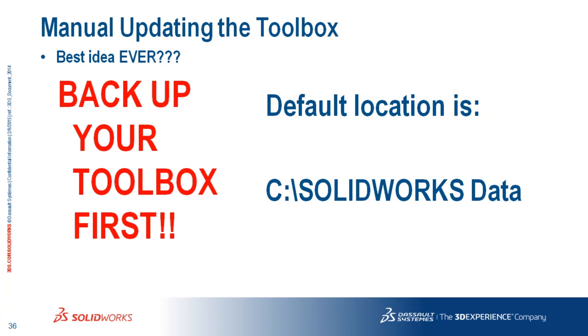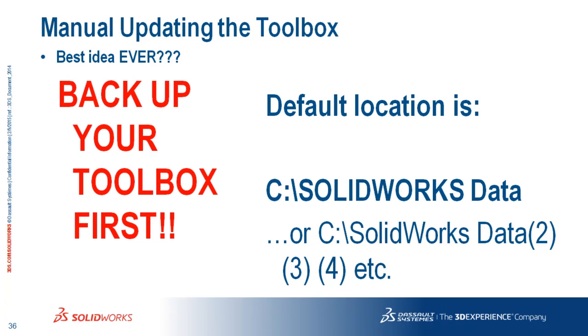Default location is C, SOLIDWORKS data. We talked about that a little bit already. And we've also talked about SOLIDWORKS data 2, 3, 4, 5, 10, however many times you've installed SOLIDWORKS. You might have a folder with a handy-dandy little parentheses number behind it. This is a problem when you're trying to manually update the toolbox because now you don't know which one it was. Right? There it is.